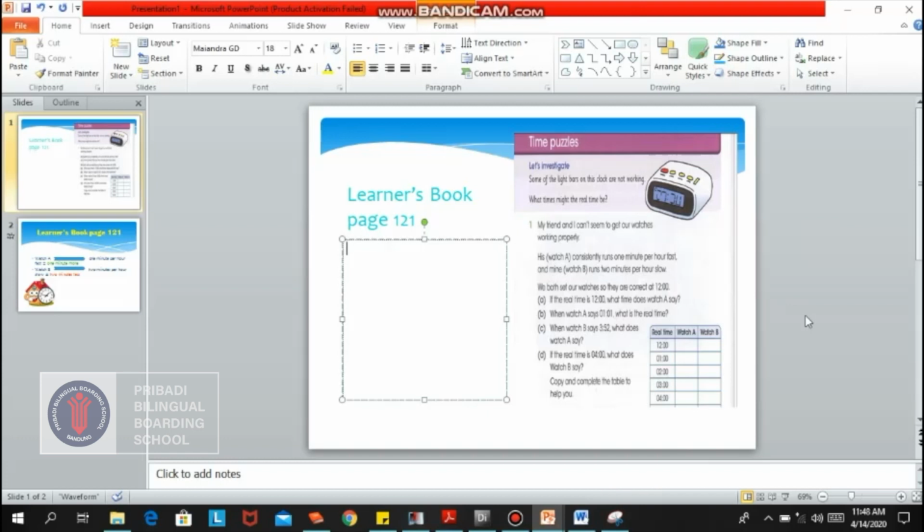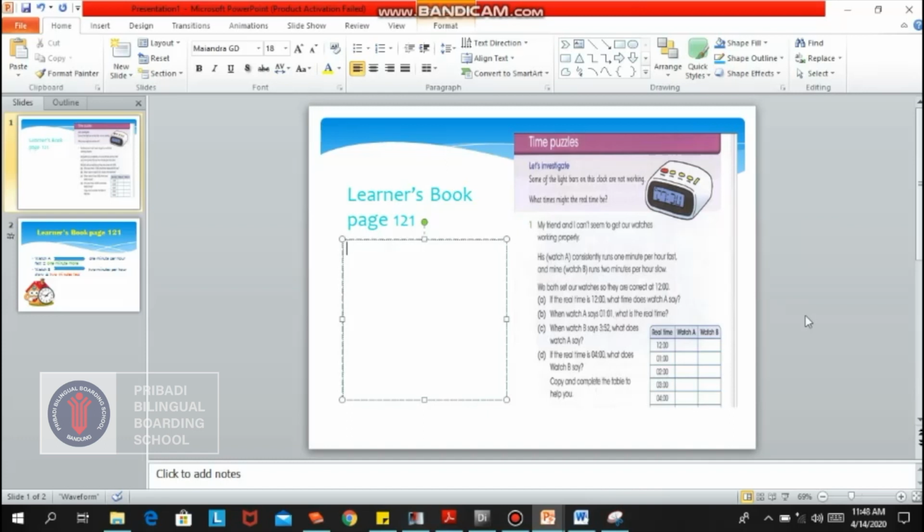Yesterday we learned about journey times. First of all, I want to remind you of the lessons that we learned in the first and second semester. They are times, for example, hour, minutes, second, days, week, and month. Okay, now we are going to solve this problem by using those units.